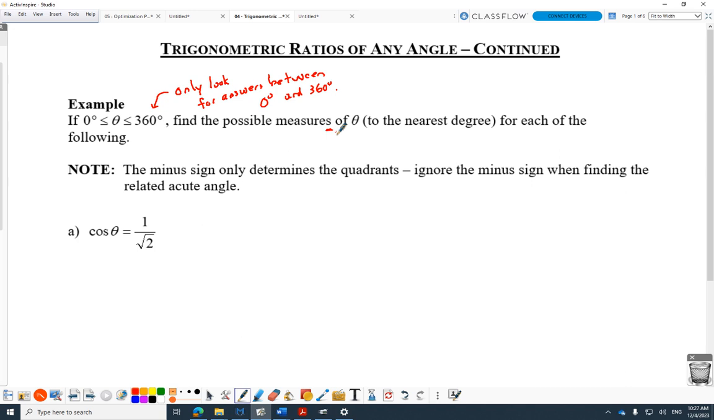cos theta equals 1 over root 2. Here's what needs to happen along the way. As soon as you see 1 over root 2, you're like, wait a minute, I recognize those.